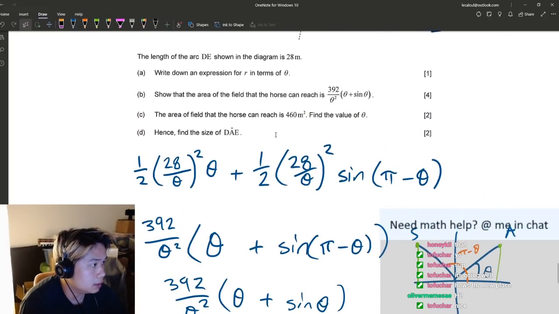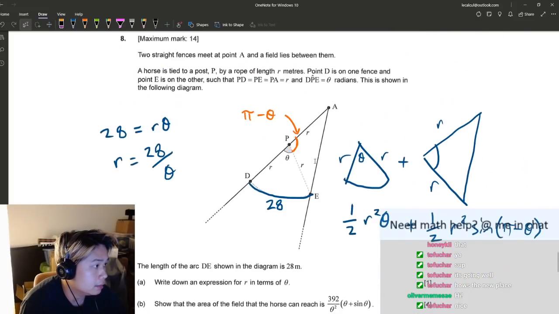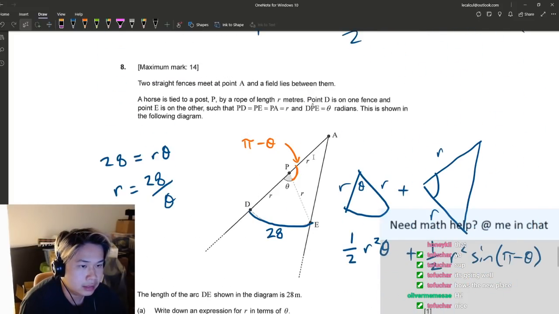Cool. Okay. Now, what's next? Hence, find the size of angle DAE. Where is DAE? They want this angle right here. Okay. I don't want to scroll back down, so I'm going to redraw it right here. They want you to find this angle.